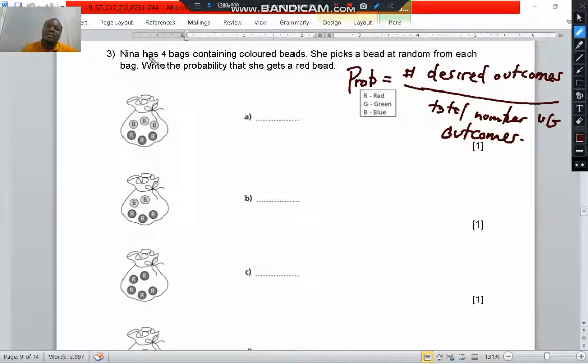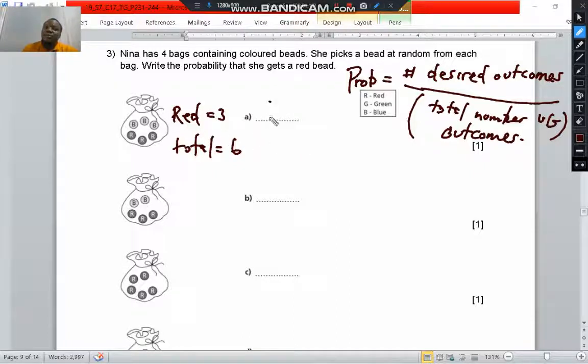The question says Nina has 4 bags containing colored beads. She picks a bead at random from each bag. Write the probability that she gets a red bead. So what we need first is to know the total number of outcomes, or items, we've got. Let's count the total number of items here. We've got 1, 2, 3, 4, 5, 6. So the total is equal to 6. And then we need to count the number of red beads. We've got 1, 2, 3. So we're going to say 3.